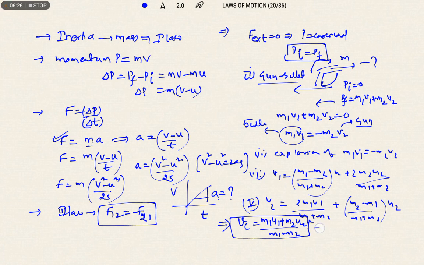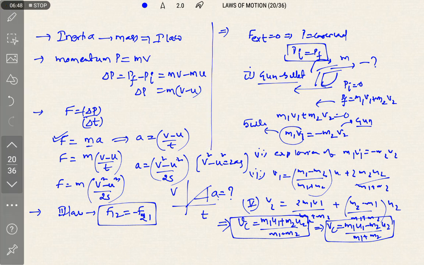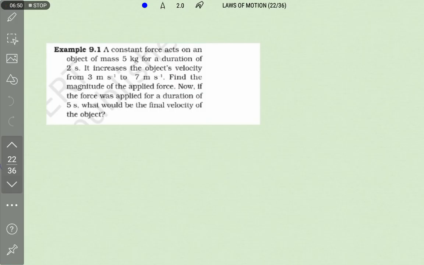If both the bodies are moving opposite to each other, then the common velocity we can write as (m1 u1 minus m2 u2) by (m1 plus m2). So these formulas are enough to do the problems based on the concepts. Okay, right. Now let us do the problems one by one.